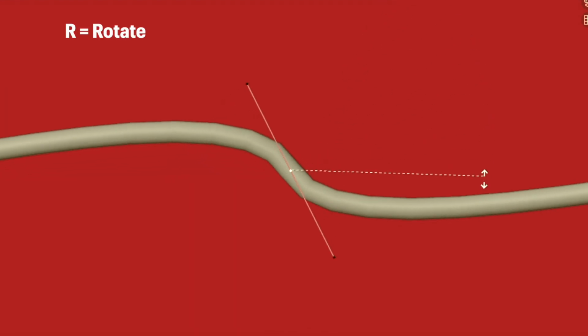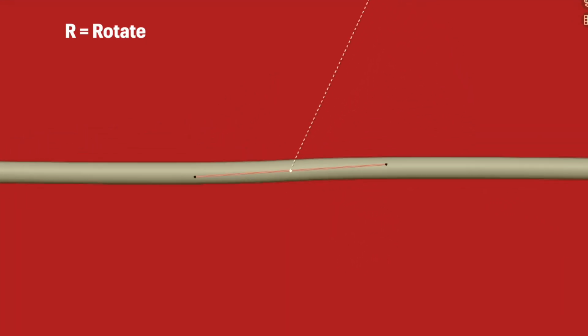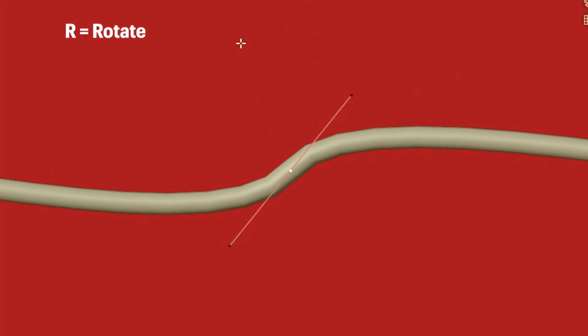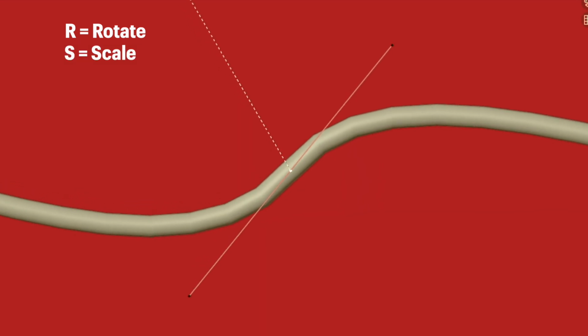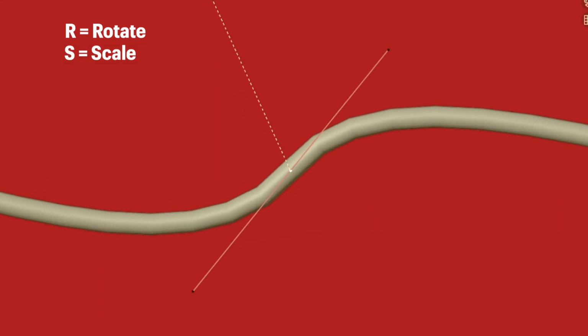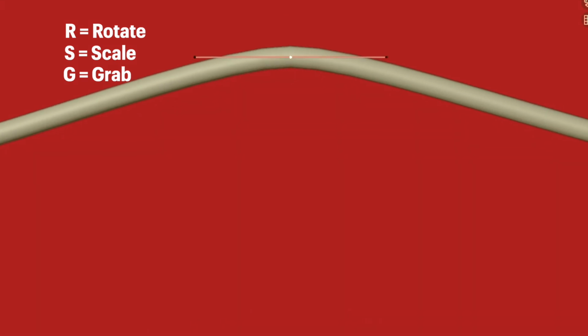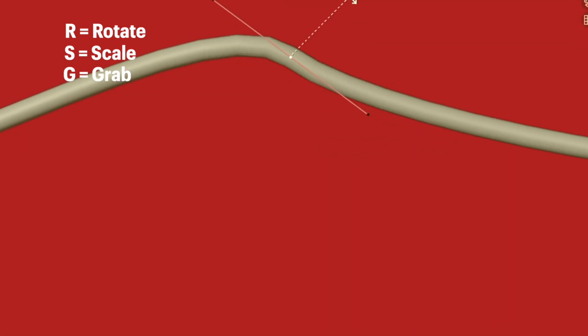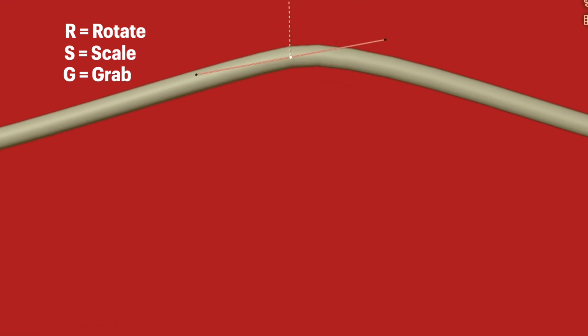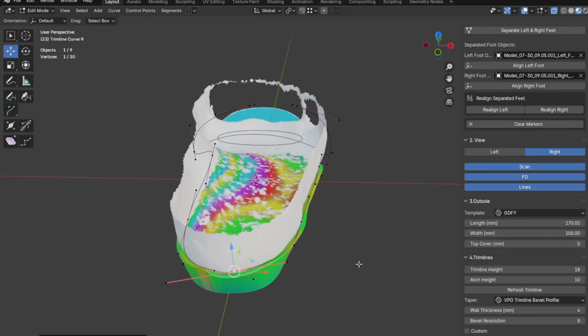We can press R to rotate, S to scale, and G to grab. Each of these work by pressing the key, moving the mouse, and clicking to confirm the transformation. For our purpose of fixing the patch, we should only need to scale the point slightly to fix it.